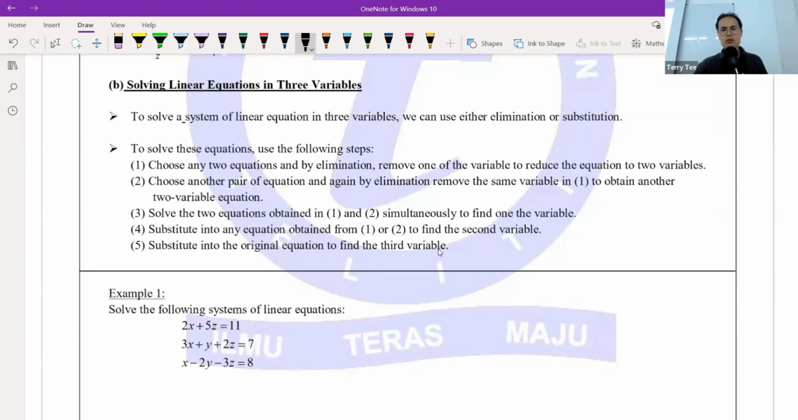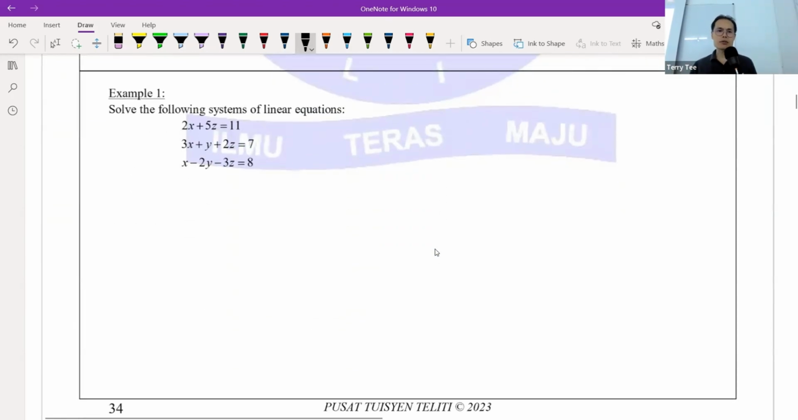Now we go straight to example 1. When I look at these equations, equation 1 has no y. Equation 2 has y, and equation 3 has y. For me, I will get rid of y. To get rid of y, I prefer to use elimination.